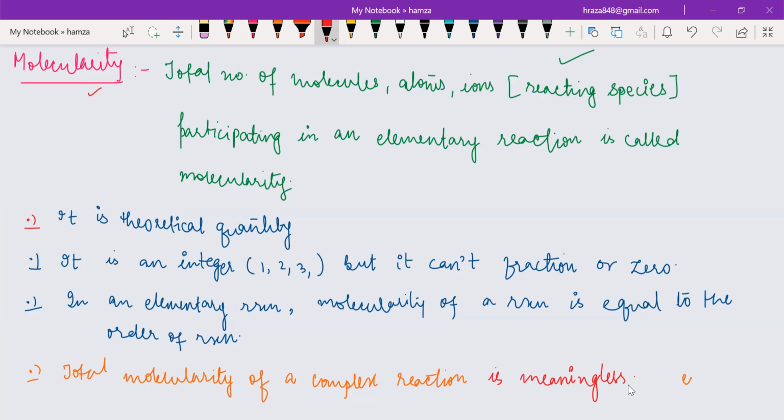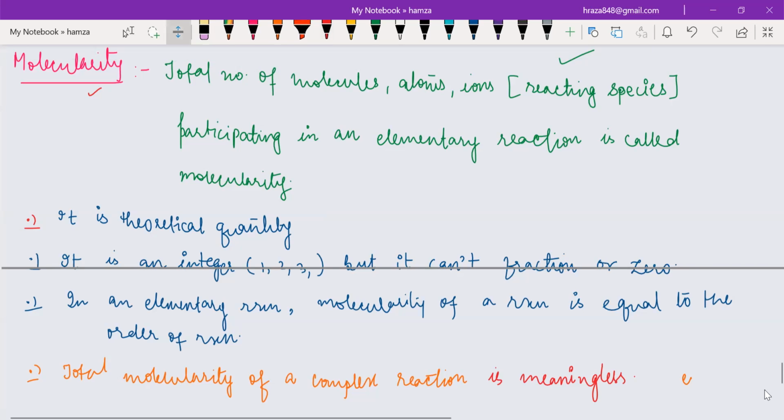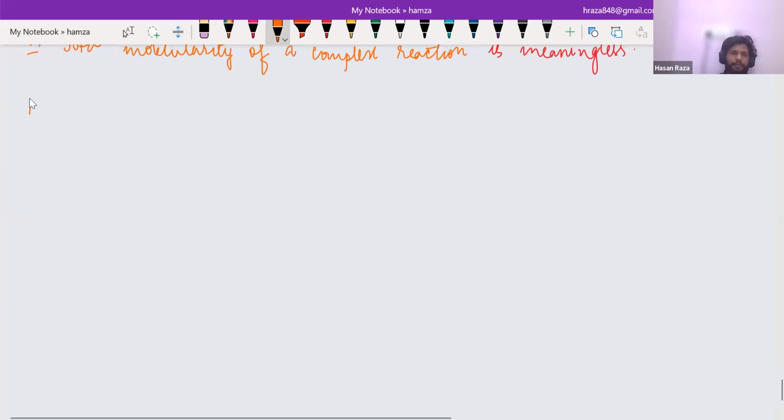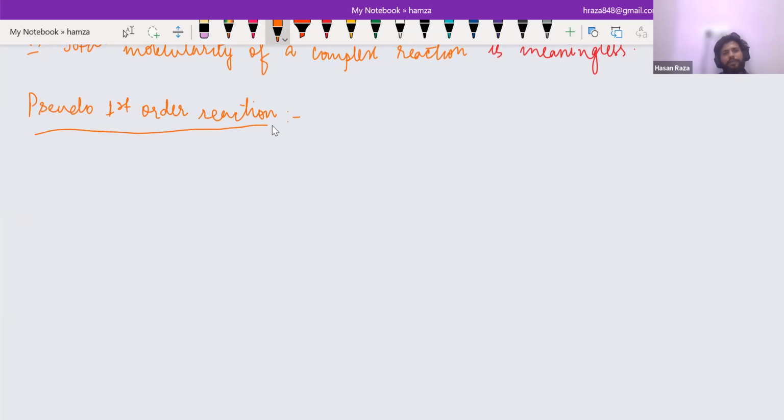Yes, sir. Finish. Now I'm going to talk about pseudo first order reaction. We can define it as the reaction in which order of reaction is 1, but molecularity is greater than 1. That type of reaction is known as pseudo first order reaction. So I'm just going to define it.